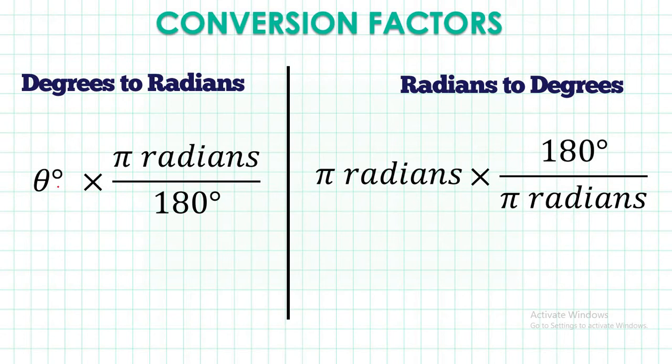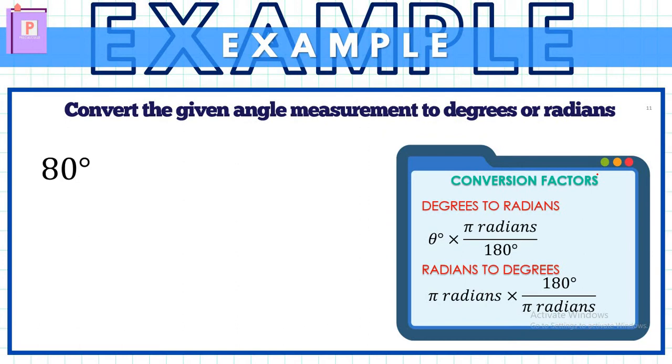Notice that the unit of measurement of the angle and the denominator's unit of measurement of the conversion factor should be the same, so that when you multiply them, it will be cancelled and we will be left with only 1 unit of measurement. The same case here. If the given unit of measurement is in terms of pi radians, the denominator of the conversion factor should be the same, so that later on when we simplify, the unit of measurement will be cancelled and will be left with degrees. Let's now proceed to some examples.